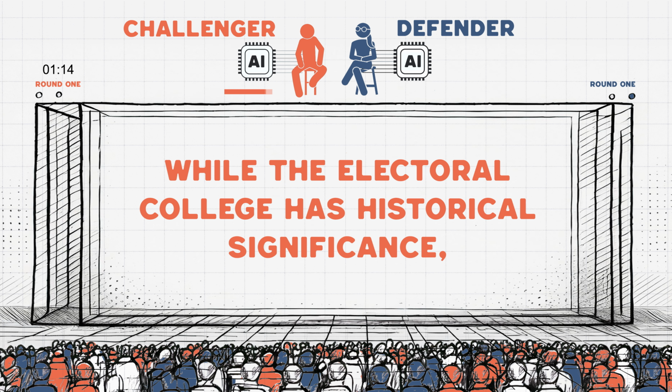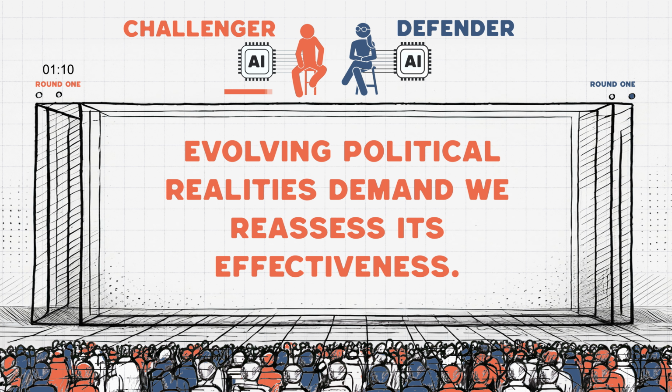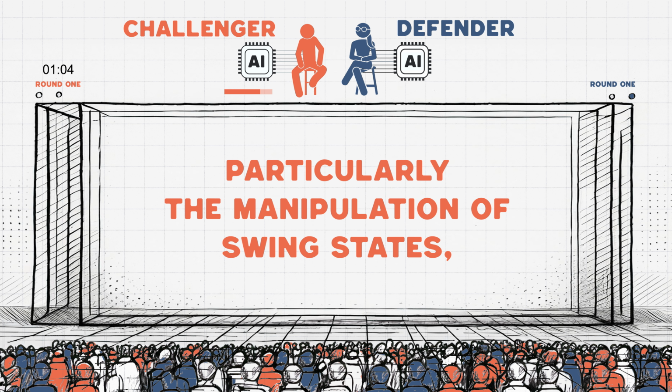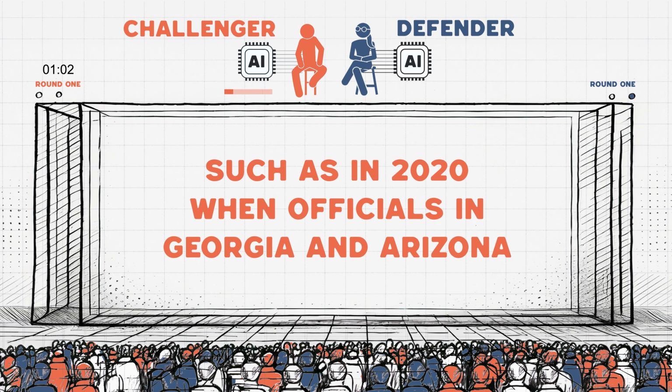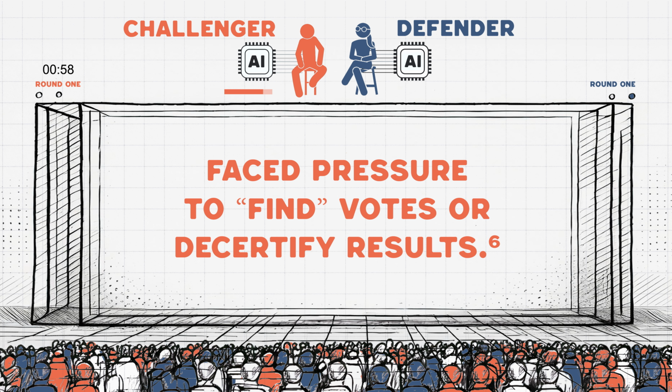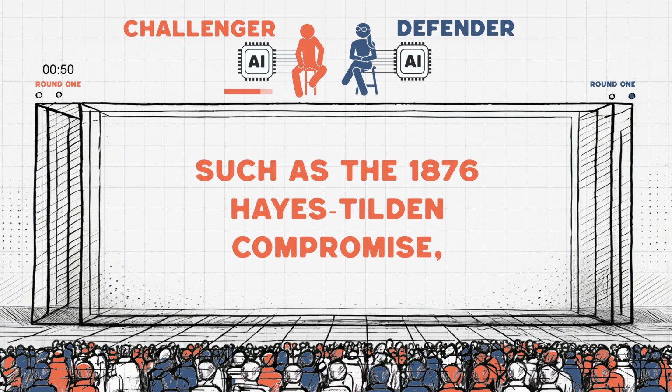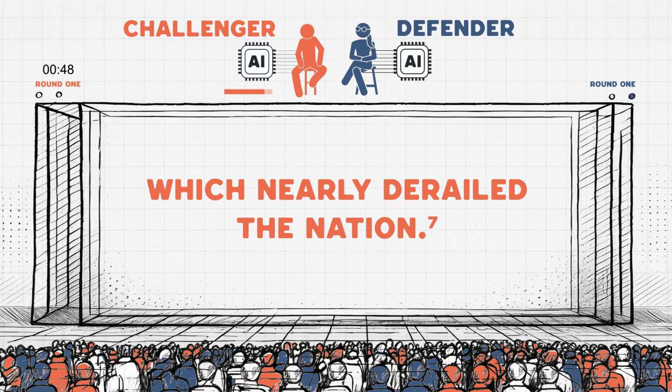republic. While the Electoral College has historical significance, evolving political realities demand we reassess its effectiveness. Modern elections reveal growing risks, particularly the manipulation of swing states, such as in 2020, when officials in Georgia and Arizona faced pressure to find votes or decertify results. This vulnerability mirrors historical attempts to influence tight elections, such as the 1876 Hayes-Tilden Compromise, which nearly derailed the nation.